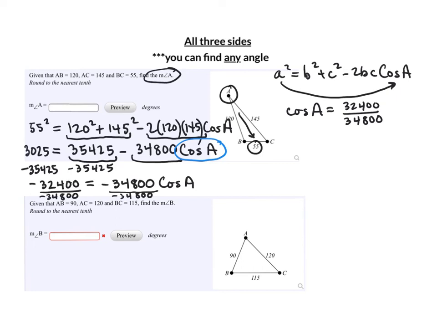Now what we need to do is do the inverse cosine of 32,400 divided by 34,800, and that will give me the measure of angle A. We end up with about 21.4 degrees.